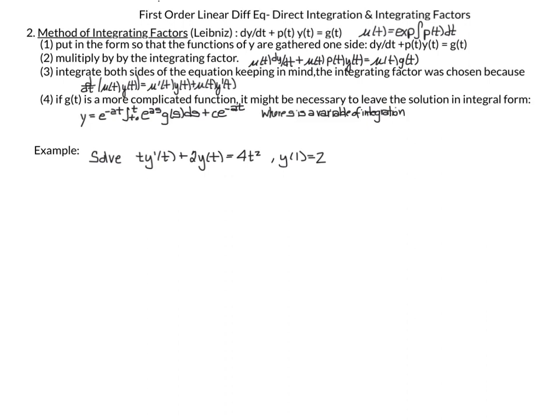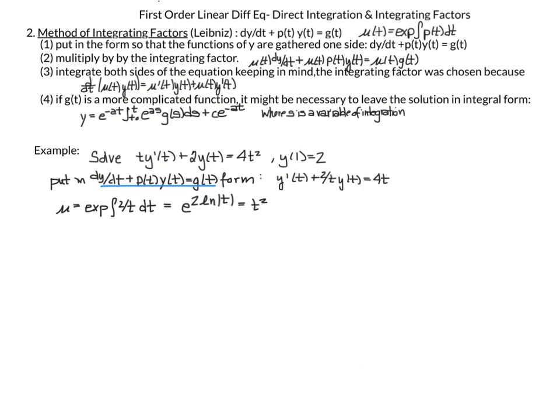So let's do another example. Let's solve t y prime of t plus 2y of t is equal to 4t squared, with the initial value y of 1 equal to 2. The first thing I'm going to do, so I have the correct p of t, is put our equation into the form dy/dt plus p of t y of t equals g of t, which requires dividing the entire equation by t, so that I get y prime of t plus 2 over t y of t equals 4t.